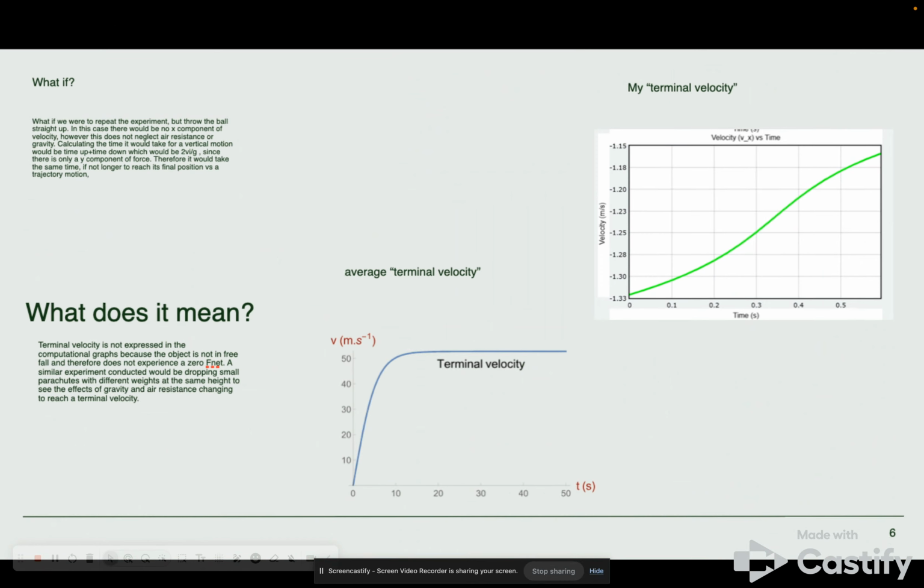And what does this mean? Terminal velocity is not expressed in the computational graphs because the object is not in free fall and therefore does not experience a zero net force. A similar experiment would be dropping small parachutes with different weights at the same height to see the effects of gravity and air resistance changing to reach a terminal velocity. As you can see in these pictures, you can see the average terminal velocity versus my terminal velocity.